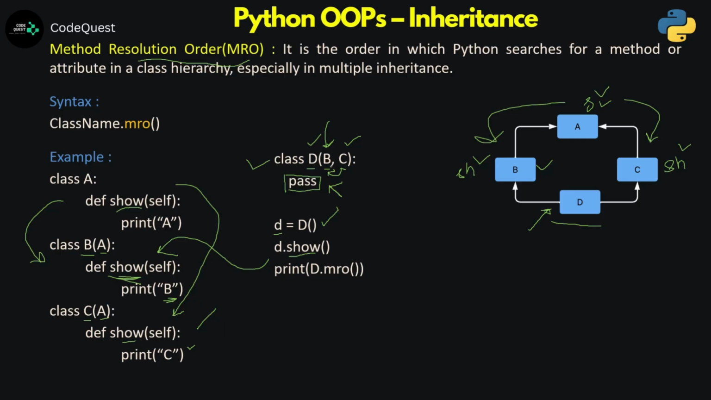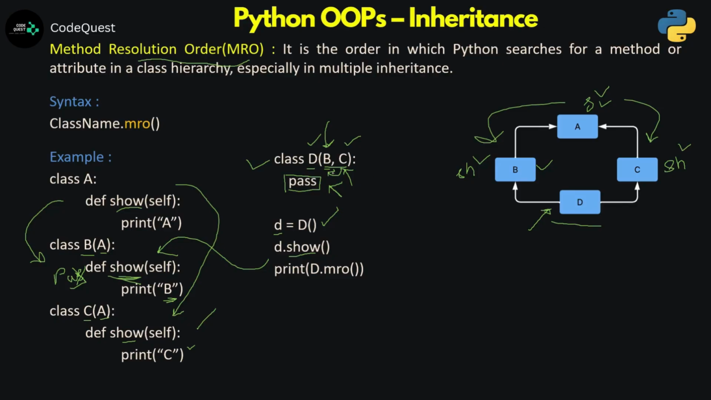Now, let's say I have written B comma C, and let's say B does not define this show method. Simply I'm writing pass here. So if I'm writing pass here, automatically it moves to the next class available in the sequence. It is going to check in C. So like this, you can write multiple class names here, but the search for that method will be done from the first base class to the next base class till the method is found.